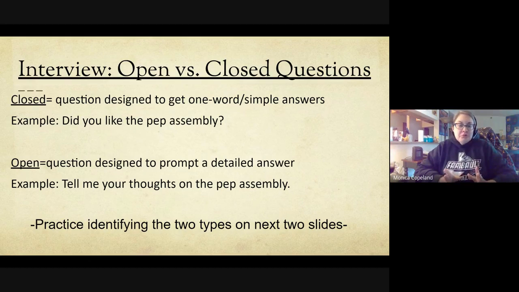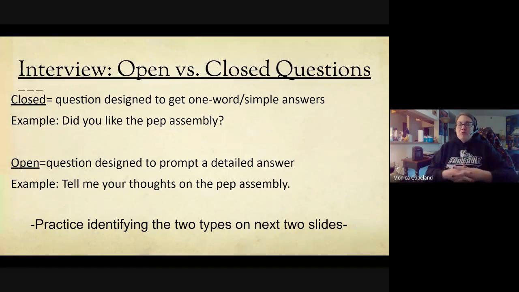They're open versus closed. Generally, open is better for interview because you get more responses. So as you can see on the screen, closed is where you have a question that's designed to get a one-word answer, just a quick, simple answer, yeses or nos often. So for example, and this is what I used to use to teach this in your book, did you like the pep assembly? Most people are just gonna answer, yeah, no, it's all right. You're not gonna get a lot of info from that kind of closed question.